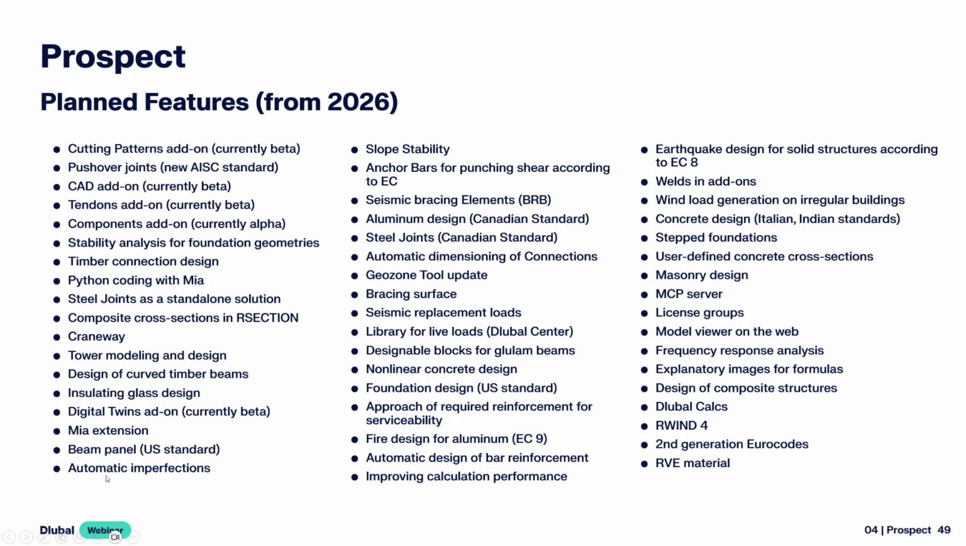Then automatic imperfections. That's you can approach imperfections according to the stability analysis automatically. That will be quite easy to handle. So then slope stability for the geotechnical analysis. And then as I already said, the anchor bars for punching shear according to Eurocode, not only for the American standard. Then the BRB elements, aluminum and steel joints design according to the Canadian standard.